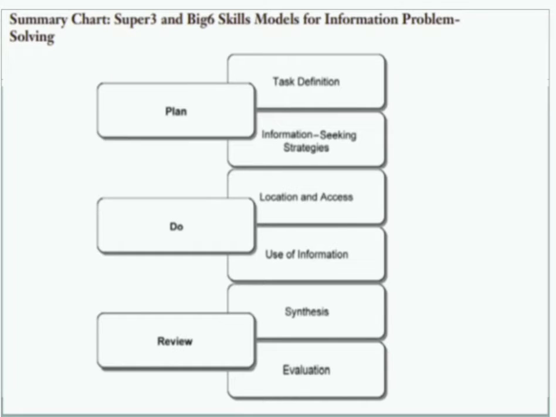Summary chart, Super 3 and Big Six Skills model for information problem solving. Plan, task definition, information seeking strategies. Do, location and access, use of information. Review, synthesis, and evaluation.